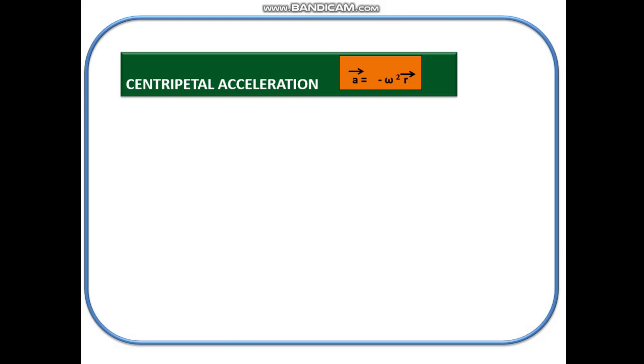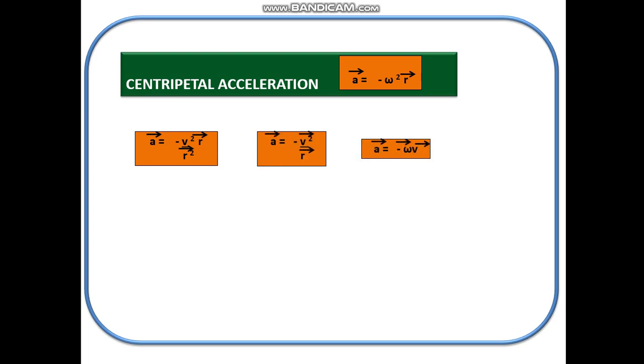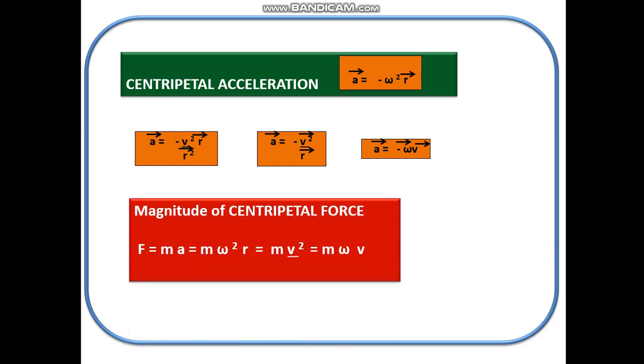We can also write this equation, centripetal acceleration a vector is equal to minus omega square r vector, in terms of the linear velocity, because we know omega is v by r. So substituting the value, you get a vector is equal to minus v square upon r vector square into r vector. So what we have, a vector is minus v square upon r vector. So a vector is equal to minus omega vector v vector. Thus, we can write the magnitude of the centripetal force F is equal to mass into acceleration, which is equal to m omega square r, which is equal to mv square by r, that is m omega v.